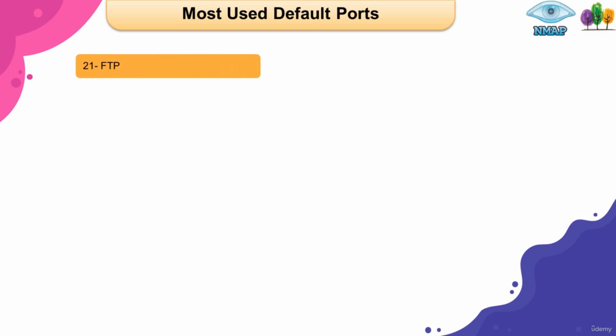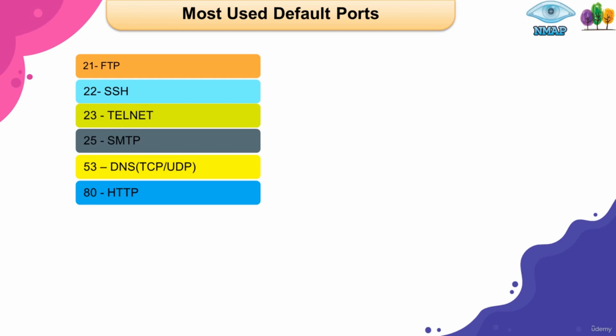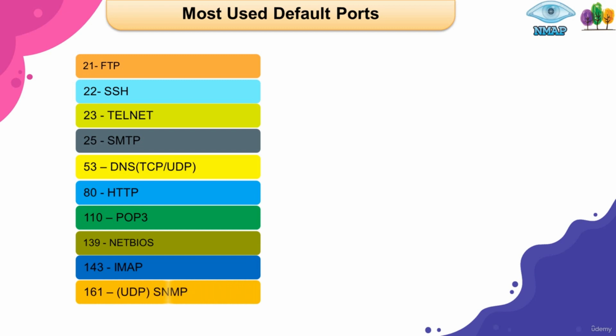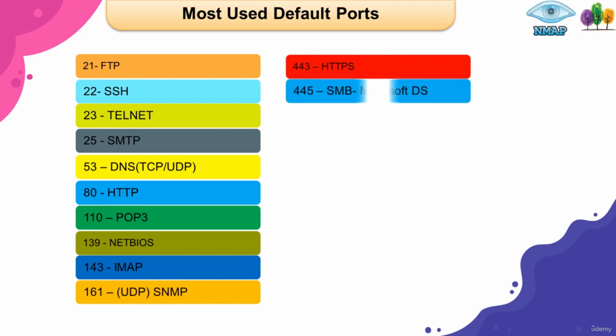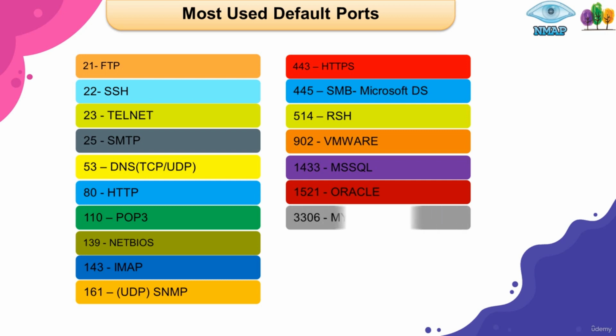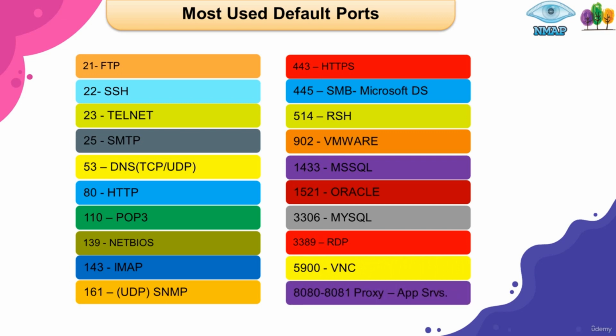FTP is 21, SSH 22, Telnet is always 23, SMTP 25, DNS UDP 53, HTTP 80, POP3 110, NetBIOS 139, IMAP 143, SNMP UDP 161, SMB Microsoft-DS UDP 445, RSH 514, VMware 902, MS SQL 1433, Oracle DB 1521, MySQL 3306, RDP 3389, VNC 5900, proxy application servers 8080 and 8081.